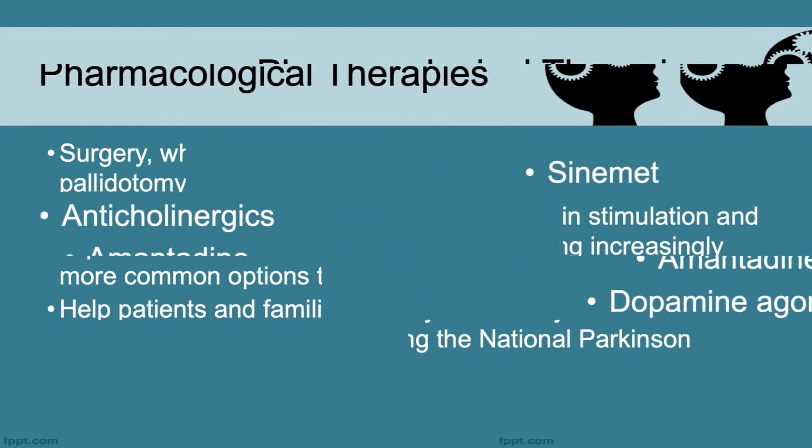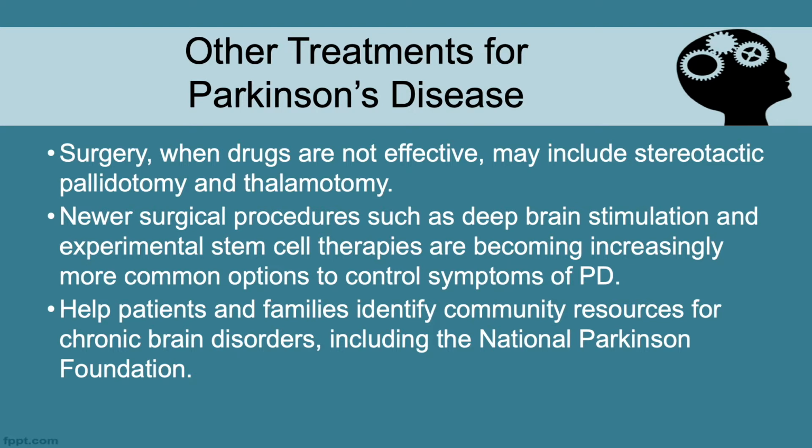Other therapies for Parkinson's disease include surgery when drugs are not effective, and this may include stereotactic pallidotomy and thalamotomy. Newer surgical procedures such as deep brain stimulation and experimental stem cell therapies are becoming increasingly common and are newer options to control the symptoms of PD. Help patients and family identify community resources for chronic brain disorders, including the National Parkinson Foundation.